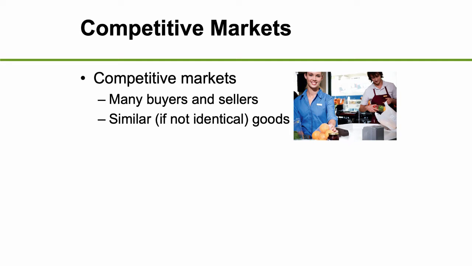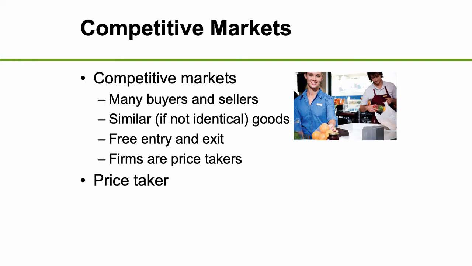Firms are selling similar, really similar, if not identical goods. So there's very little product differentiation. It's easy to get into and out of the market. So there's free entry and exit. In other words, there are very limited barriers to entry. Finally, firms are price takers.